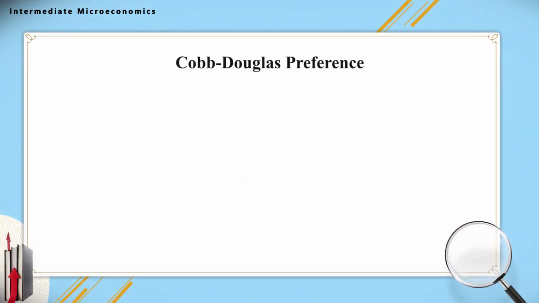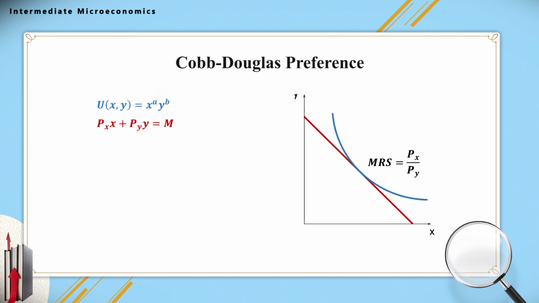Recall the Cobb-Douglas utility function. Its general form is U equals X to the A times Y to the B. Given the commodity prices Px, Py, and income M, we get the consumer's budget constraint. According to the first-order condition of optimal choice, MRS should equal Px over Py. Let's calculate MRS by the marginal utility of x over the marginal utility of y, which equals Ay over Bx. It equals the relative price.